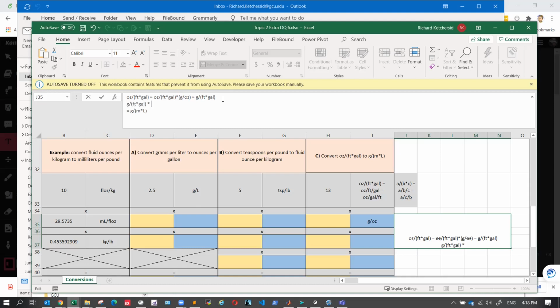Okay, and now what do I want? I want to multiply by something, right? So that I replace the feet by meter, so that my units will end up being grams per meter times gallon. I want my units to end up being that, right? So I want the feet to cancel out, and I want to replace it with a meter, right? So what do I want in the bottom here?